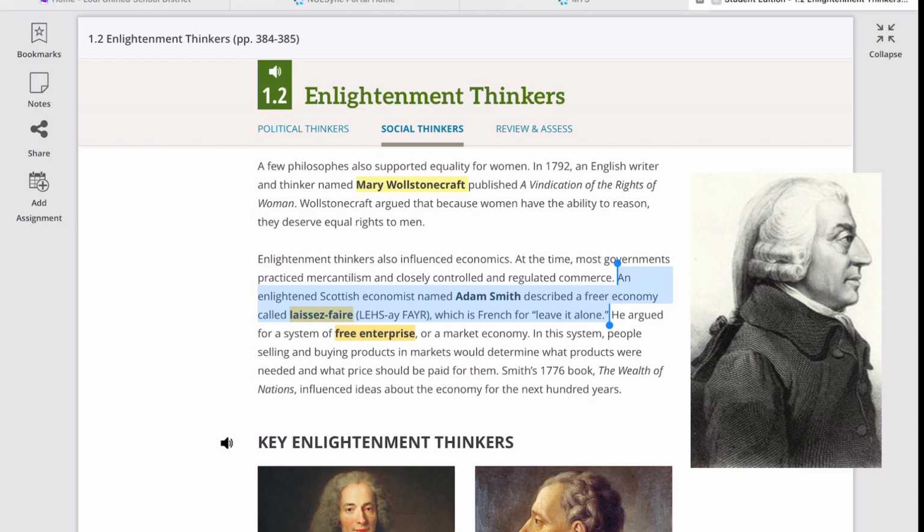In this system, people selling and buying products in markets would determine what products were needed and what price should be paid for them. Now, you may not realize this, but this is very important. Imagine if the government dictates to businesses or the people in general what kind of products will be available in our shopping malls or supermarkets. So you will not have that much choice. If the government wants you to buy a specific brand of shoes, even if you don't like that, then you don't have a choice but to buy that product because that's the only brand that is available.